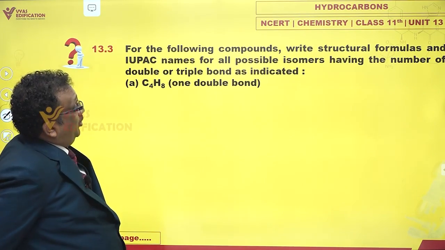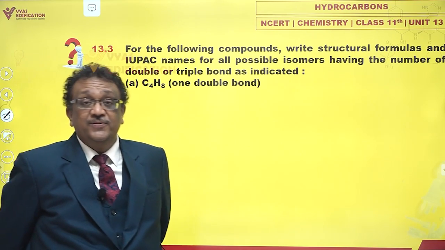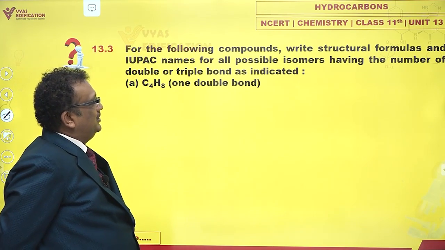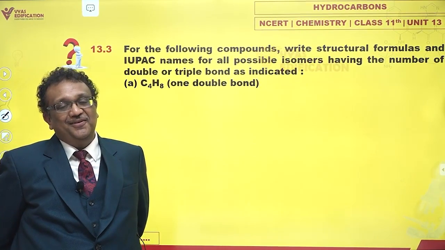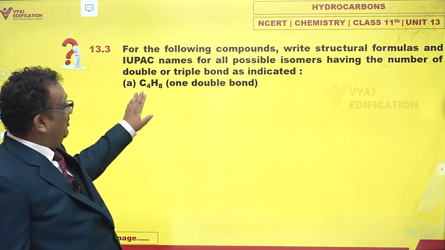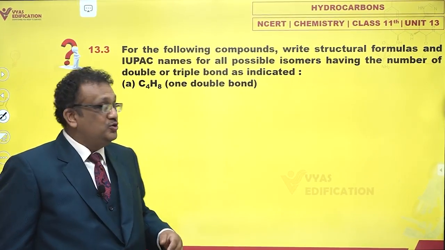That's it. For the following compounds, write structural formulae and IUPAC names for all possible isomers having the number of double or triple bonds as indicated. Well, we will first write down all the possible isomers and then we will name them also.